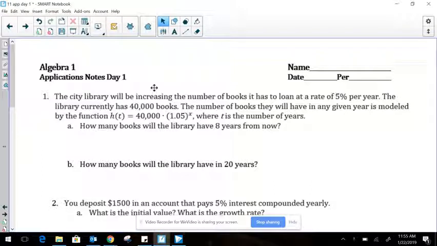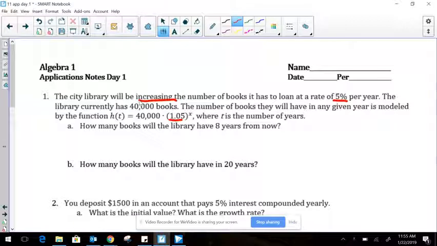Okay, so the city library is increasing its number of books. So increasing, notice here, my growth factor is greater than 1. That makes sense. 5% per year, okay? And we currently have 40,000 books. So our equation is written like this.